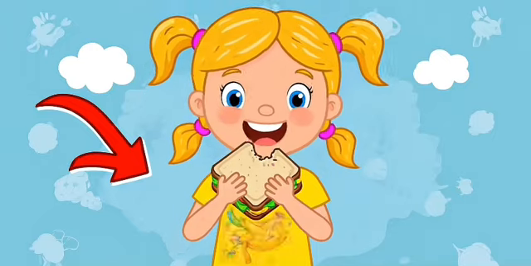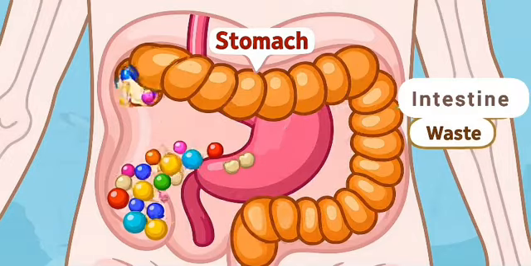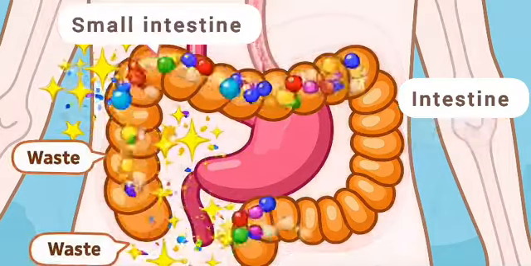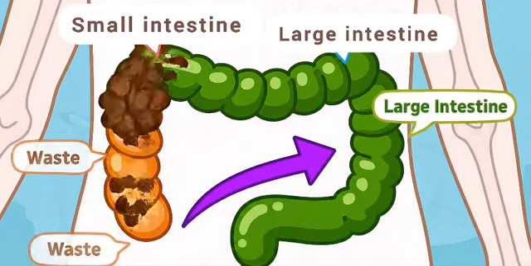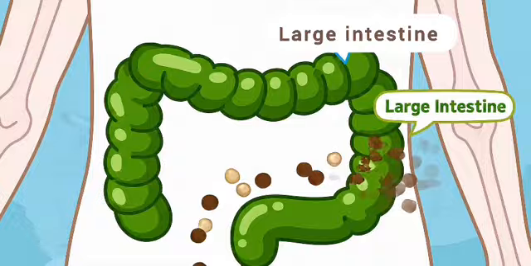Also, food we eat goes through the digestive system. It is broken down in the stomach and small intestine where nutrients are absorbed. The remaining waste moves to the large intestine, and finally the body sends it out as waste.